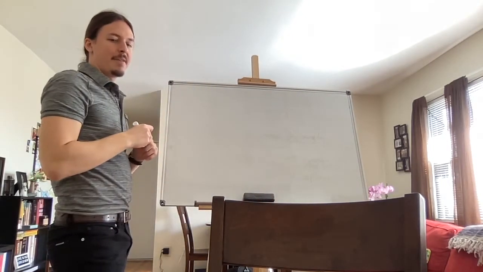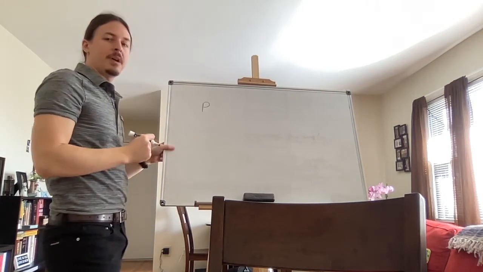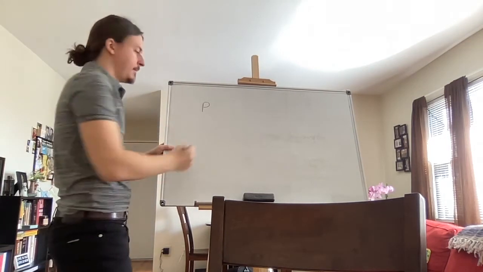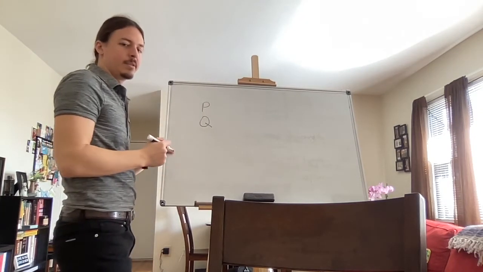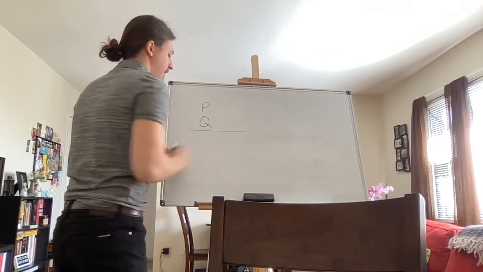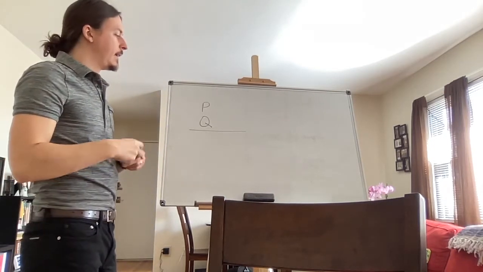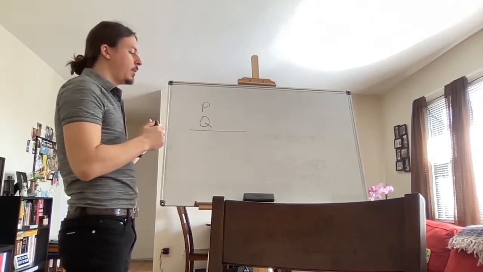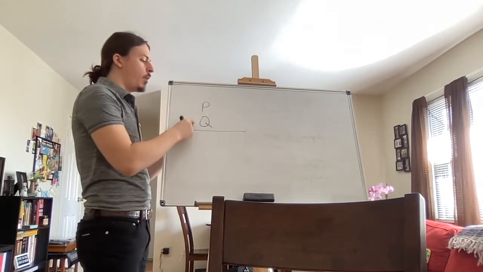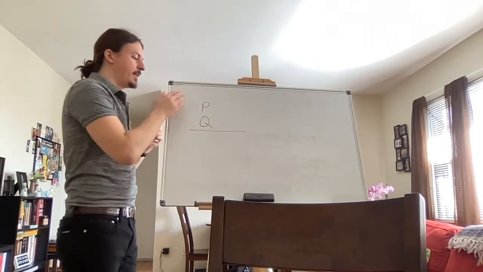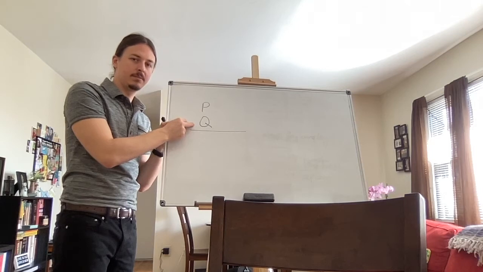Next up, we have an interesting one. The first premise asserts P. The second premise asserts Q. What follows from that? Now, you might be inclined to say, oh, P or Q. No, we're not saying one or the other, we're saying definitely P, definitely Q.